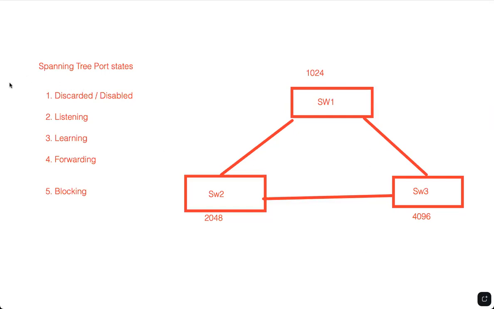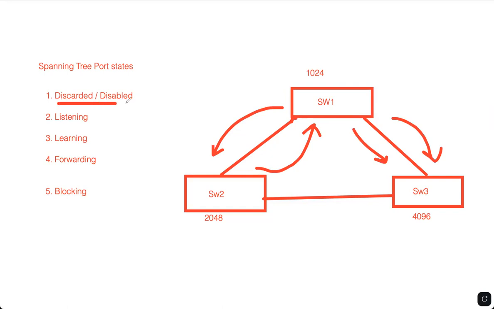Now, before this switch sends the priority to this one, and this switch sends the priority to that one, likewise between them, these ports will be in the disabled or discarded state, meaning the spanning tree did not even start sending the BPDU messages. That state is called the discarded or disabled state. So at that moment, the switches didn't even start sending the BPDU messages. Okay.